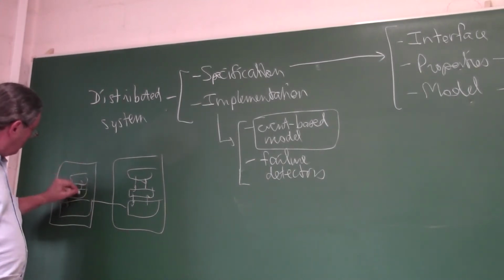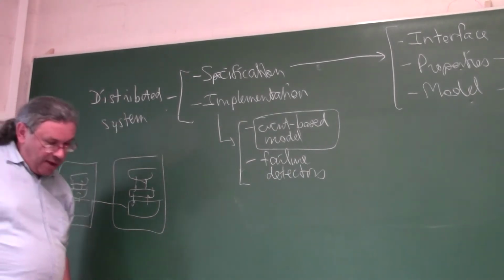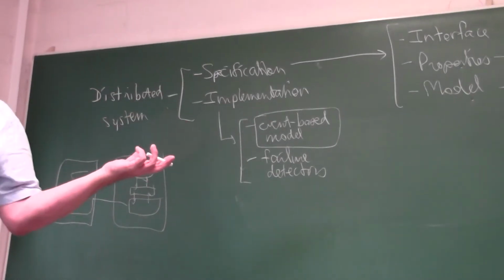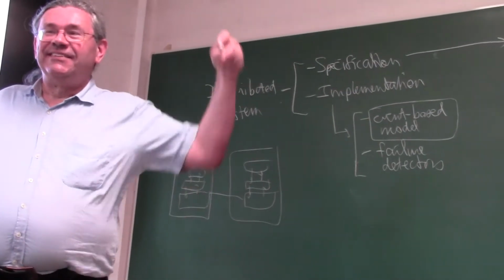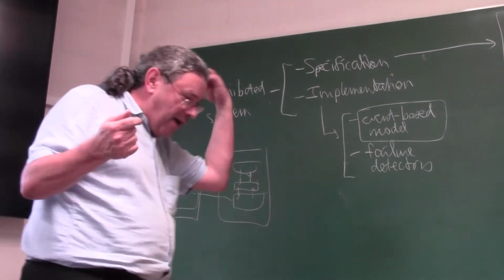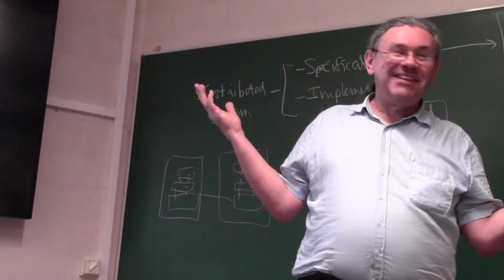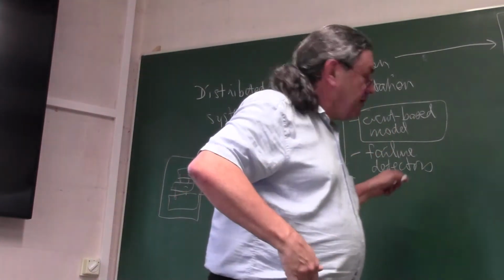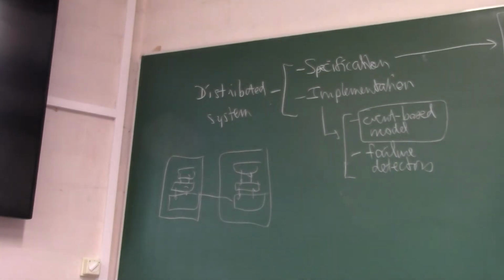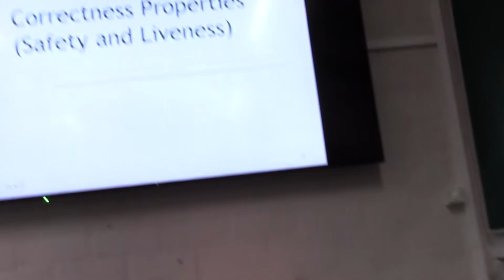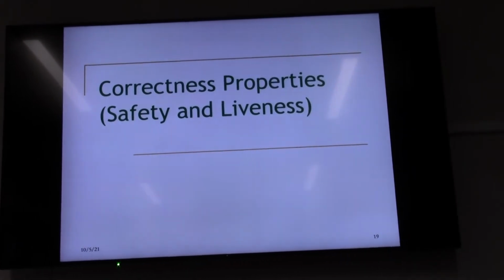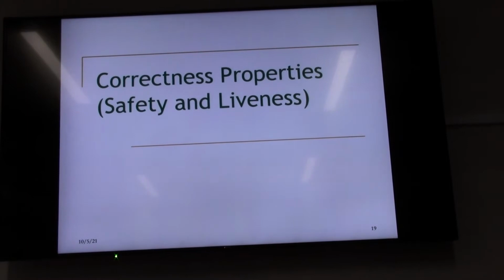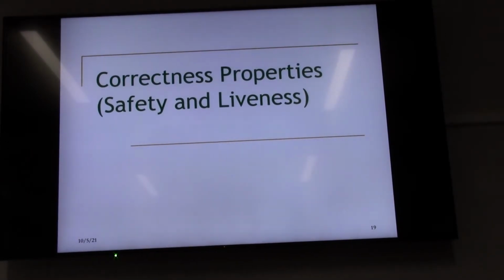Messages going down, up. The messages going down are called what? Requests. The messages going up are called indications. Wow, great. Yes, they're called indications. So that's what we saw last time. So we're not going to repeat that. Now, I want to talk about specifying. So the interface, we talked about that. It's the requests and the indications.